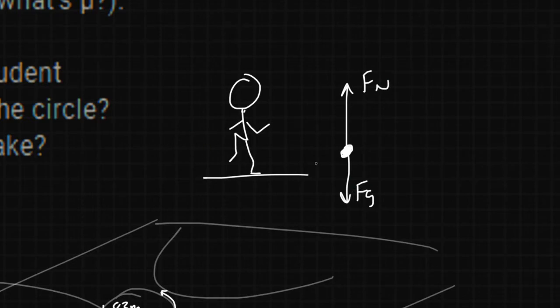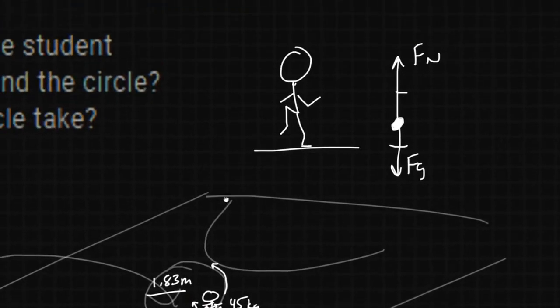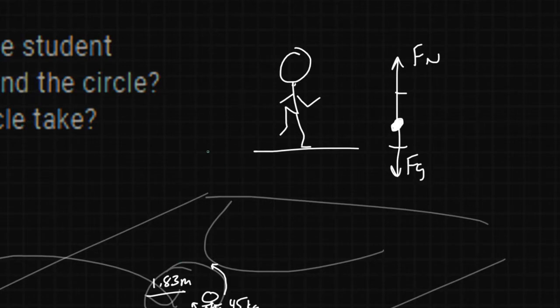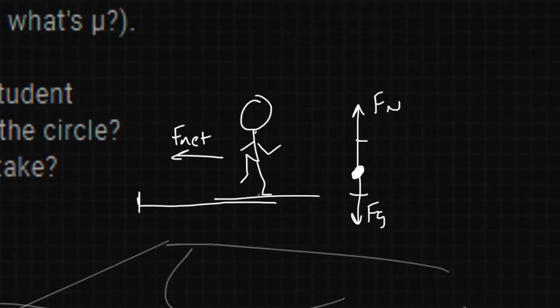But if this person, and these two have to balance, right? This person's not accelerating up or down. What they're doing is they're accelerating towards the center of this circle. So as I have it drawn here, you can imagine like the center of the circle is over here. There must be some sort of net force towards the center of that circle in order to keep them moving in this circle. The only force that'll do that, I think, is down here, this friction.